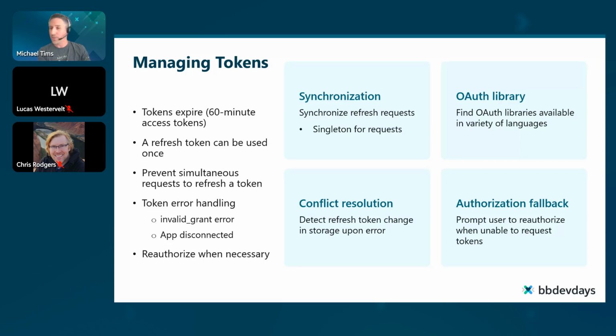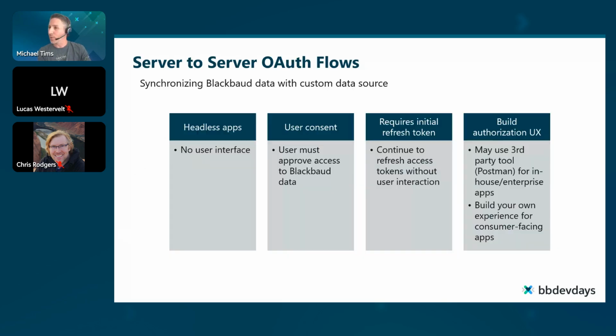So now we're going to move on to server to server OAuth flows. This is a particular flow for applications that sync data between Blackbaud and their own custom data source, very popular. These are usually scheduled jobs that query Blackbaud SKY APIs, and they pull data down at regular intervals, say nightly. So most of these are headless apps. They don't have a user interface. However, this can present a challenge because a user of the app still must give consent to access Blackbaud data.